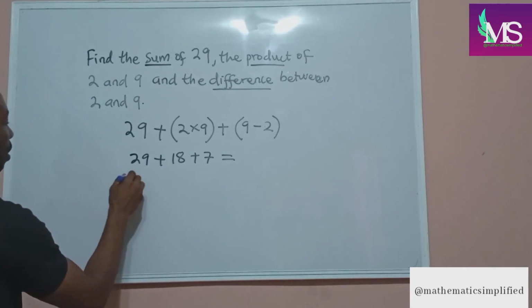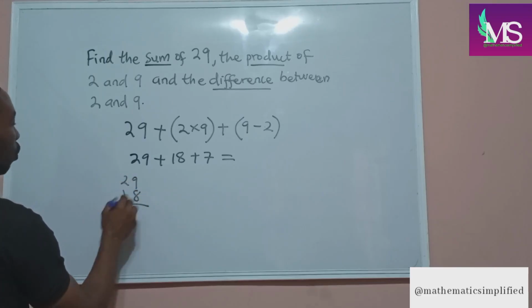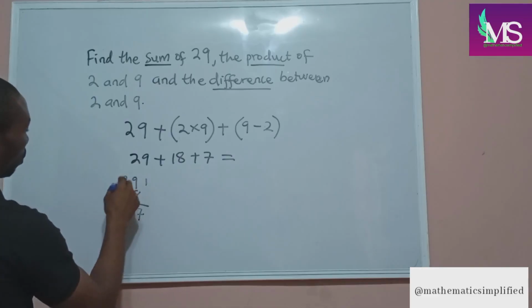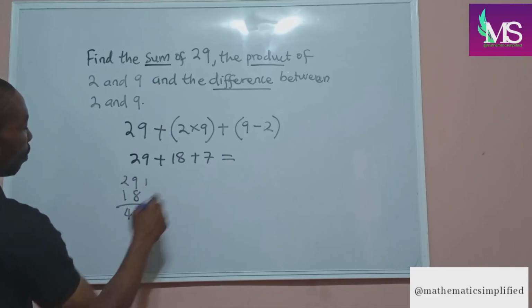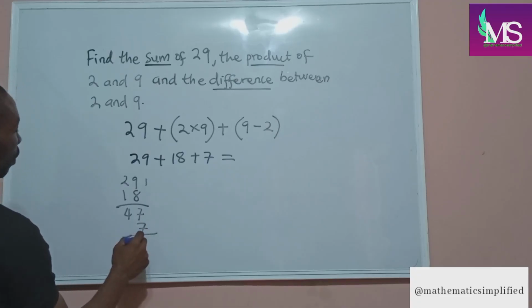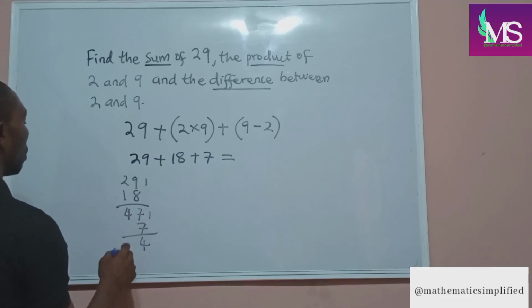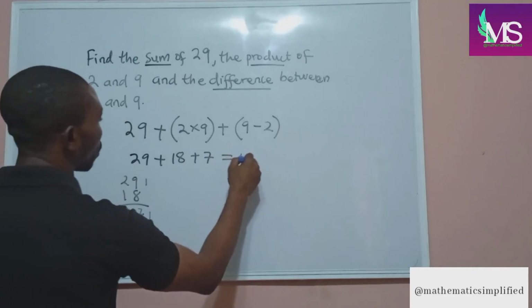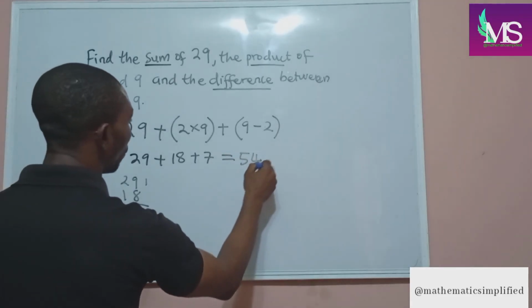which will give us 29 plus 18. This 29 plus 18 will give us, 9 plus 8 will give us 7, carry 1. This will give us 47, plus 7. 7 plus 7 will give us 4, carry 1, 5. So this will give us 54.